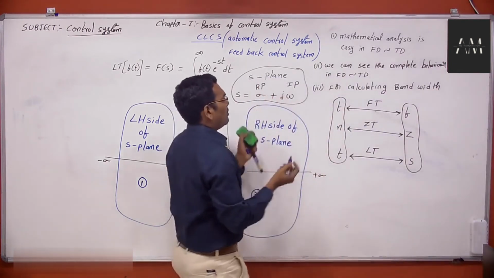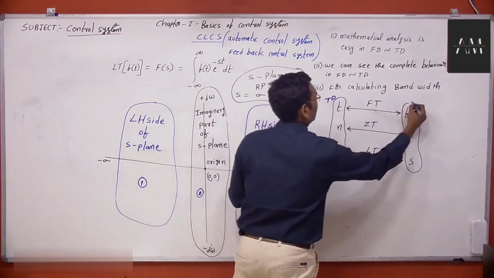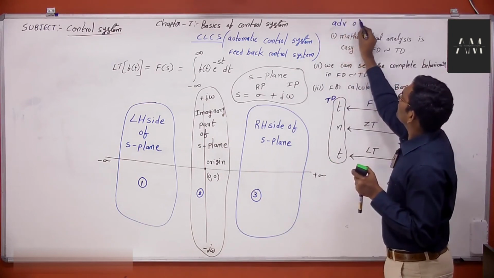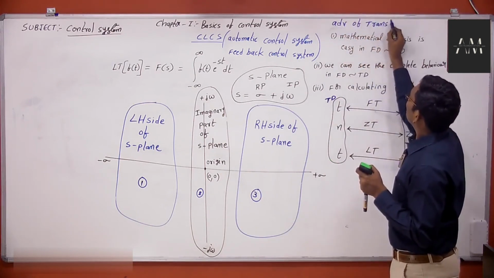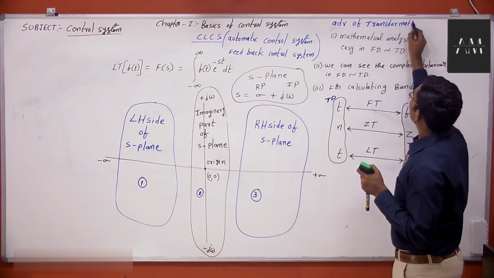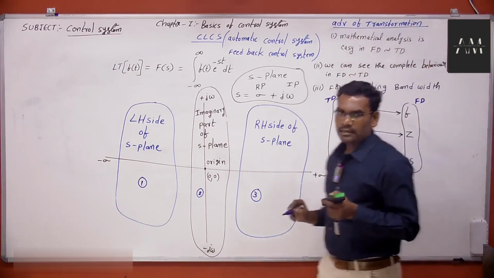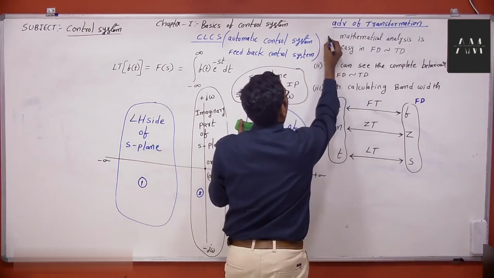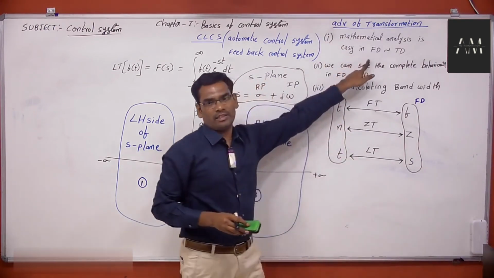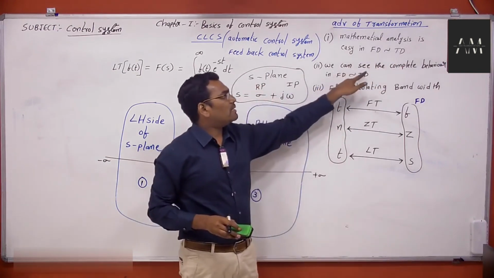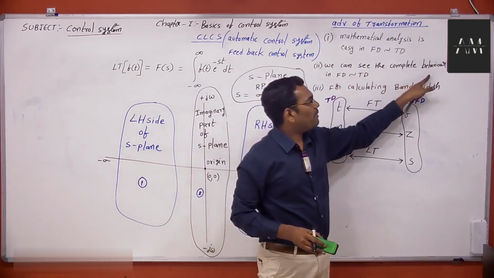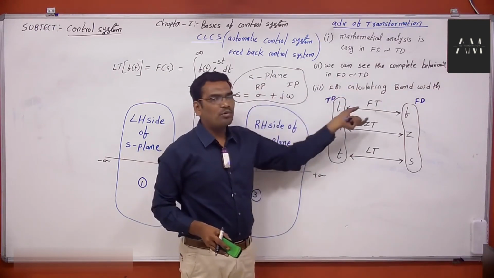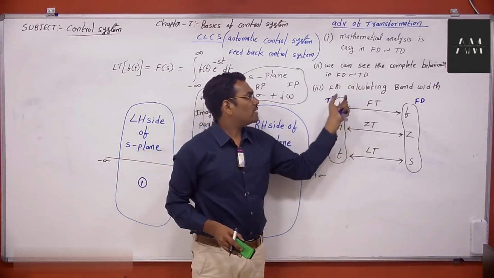These are the advantages of transformation. First advantage: the mathematical analysis is easy in the frequency domain compared with the time domain. And we can see the complete nature, the complete behavior, in the frequency domain compared to the time domain. For calculating bandwidth, we want to go to the frequency domain. So these are the advantages of the transformations.